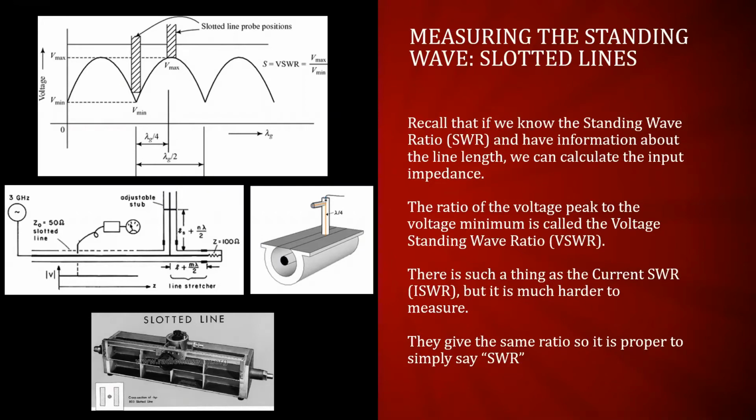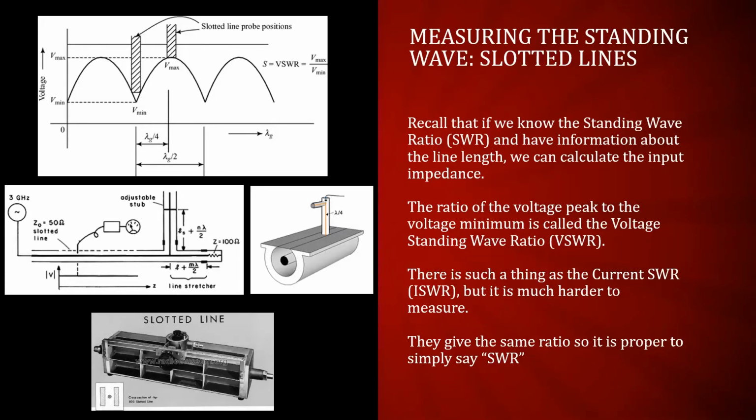I'm not that old, but one way of measuring the standing wave ratio is what they call a slotted line. You can take a coax and rip a slot through the shield. Then you could take an RF voltmeter and probe along the line. You could find a voltage peak and you can find a voltage minimum. You divide these two numbers and that's your standing wave ratio. It's the ratio of the peak voltage to the minimum voltage. It's as simple as that.